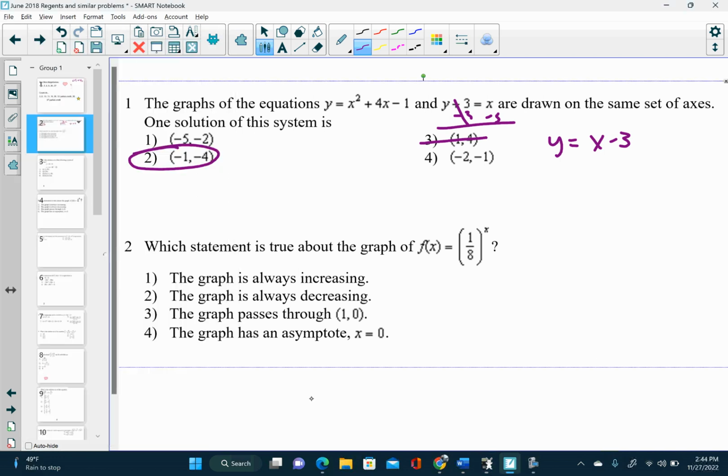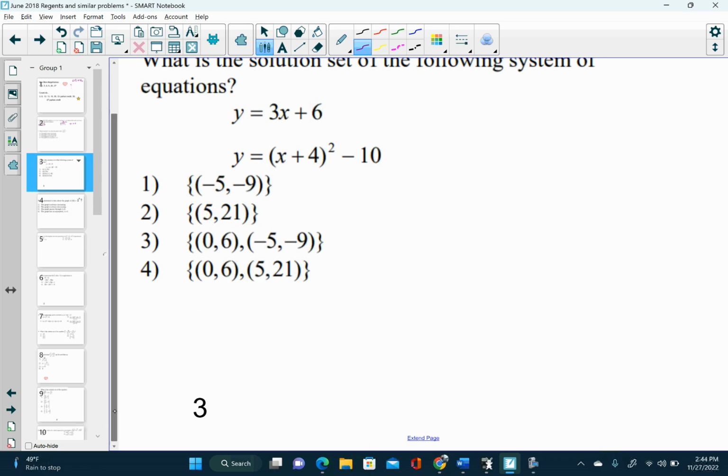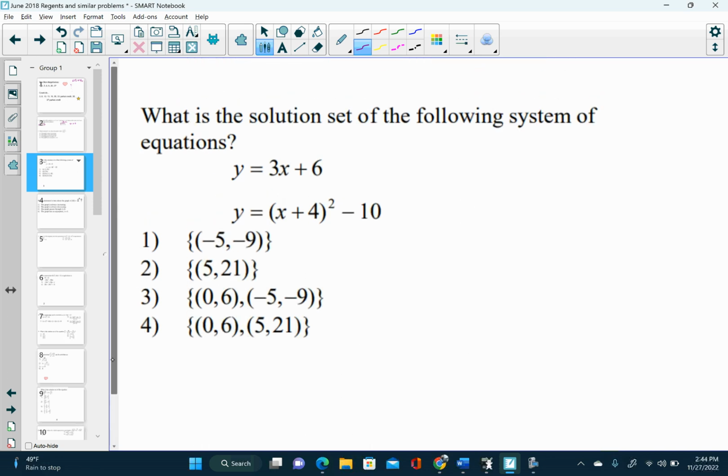All right, so let's go ahead and pause. I want you to go ahead and try this question on your own. Pause the video, give it a shot, and then resume the video. All right, so you should have gotten answer choice number 3. These are both set in y equals form for you, so you just need to see where they meet or where they intersect. So there you go.